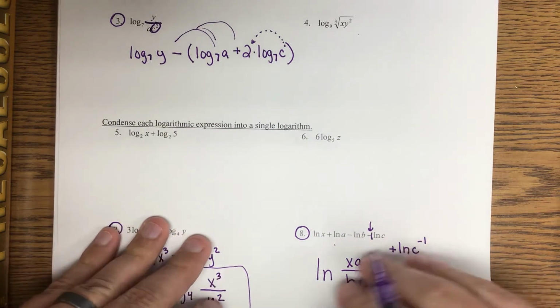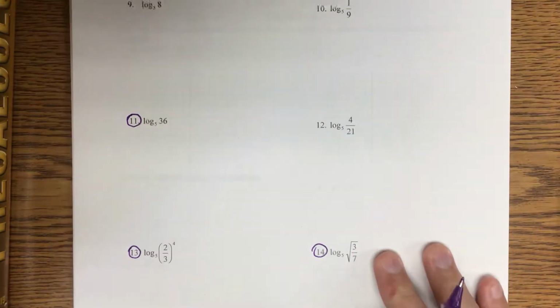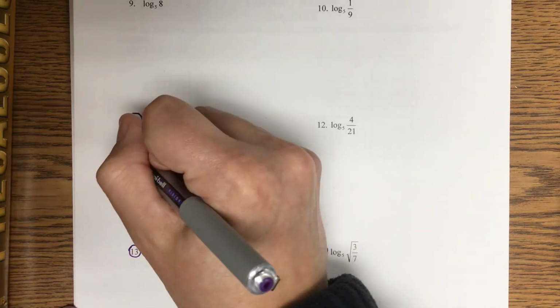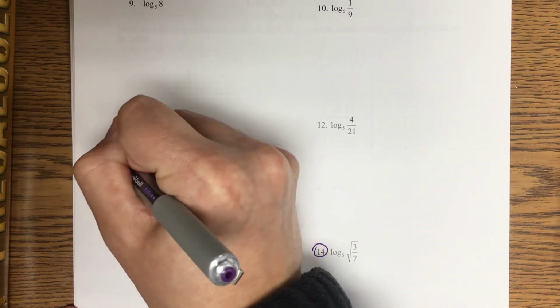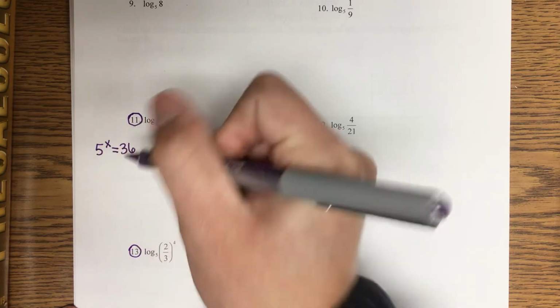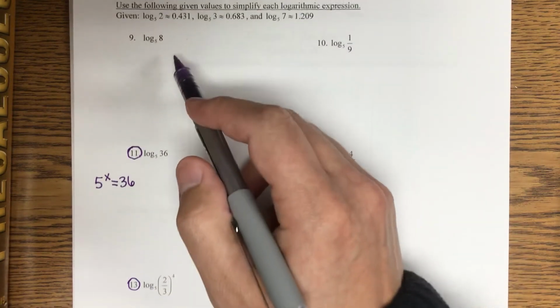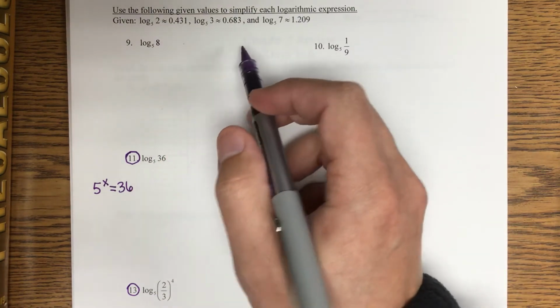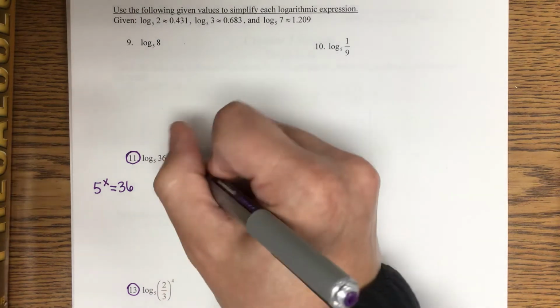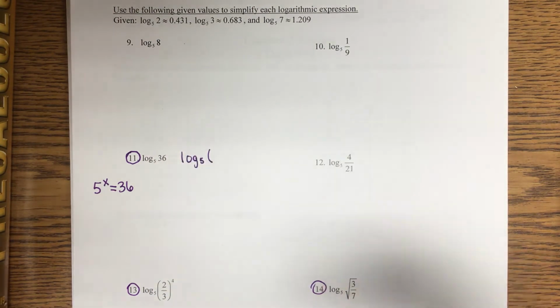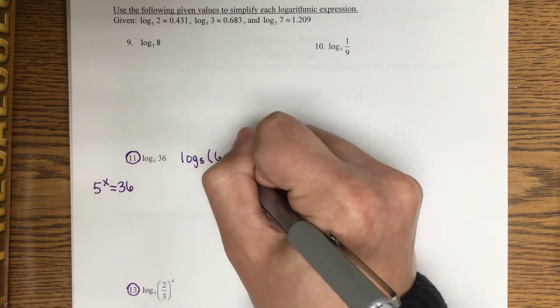All right, and then on the back, you can use these properties to help you answer logs that your calculator can't do and that you can't really do by hand. So for example, if I wanted to figure out what power on 5 gives me 36, I can't really change 36 to be base 5, so I can't answer this question without some starting values. So up top, they give you some starting values. So you're going to rewrite 36. In my mind, 36 is 6 times 6.